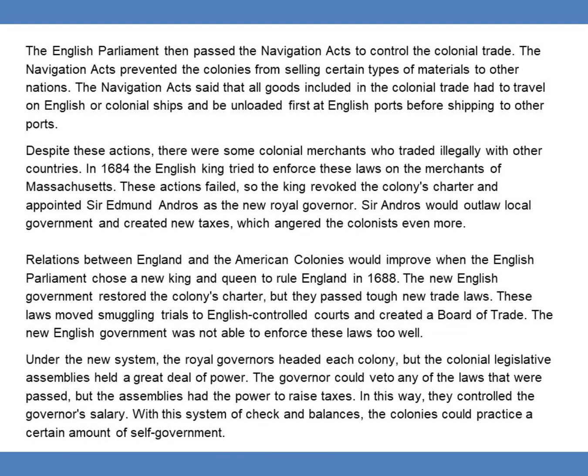Under the new system, the royal governors headed each colony, but the colonial legislative assemblies held a great deal of power. The governor could veto any of the laws that were passed, but the assemblies had the power to raise taxes. In this way, they controlled the governor's salary. With this system of checks and balances, the colonies could practice a certain amount of self-governing.